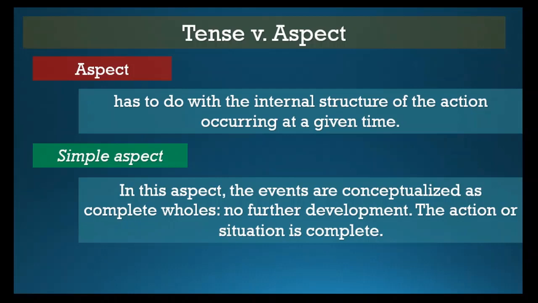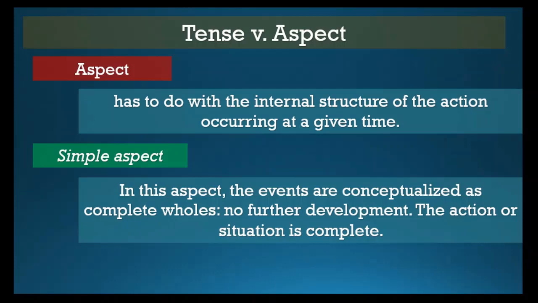If the present tense verb is in simple aspect, the internal structure of the verb is complete at the present time. It is not incomplete, unlike the progressive aspect, not happening prior to anything, unlike the perfect aspect, and not an incomplete event that happened prior to anything but continues after that prior time, such as in the case of the perfect progressive. In a nutshell, in simple aspect, the events are conceptualized as complete wholes. Right? This means that there would be no further development.